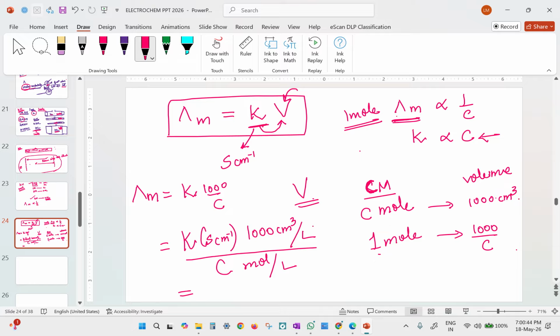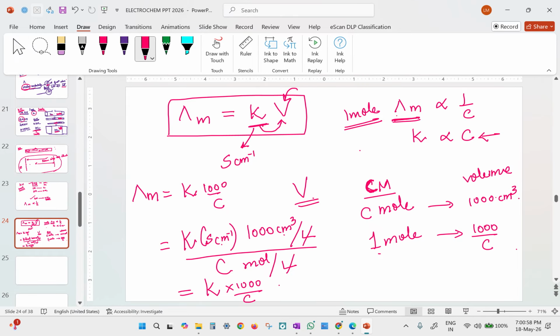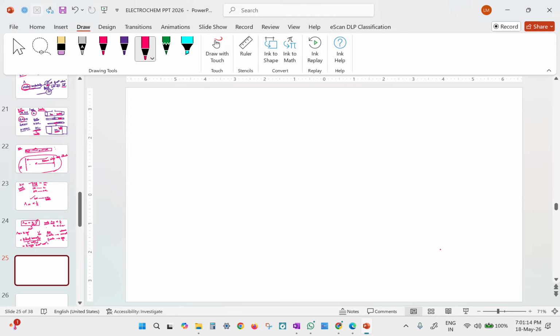Okay. So can we say this liter gets cancelled? The centimeter inverse and 1 centimeter term will go off. So can we put it as lambda equals kappa into 1000 by C, expressed in Siemens centimeter square per mole? Is that fine? Okay, now I'm going to continue for 2 more minutes.